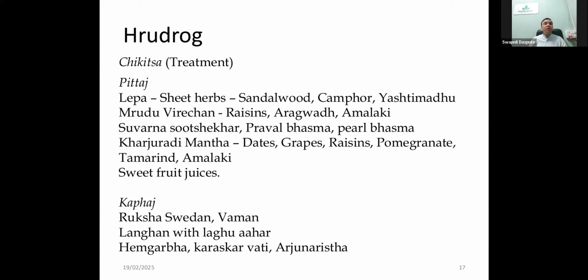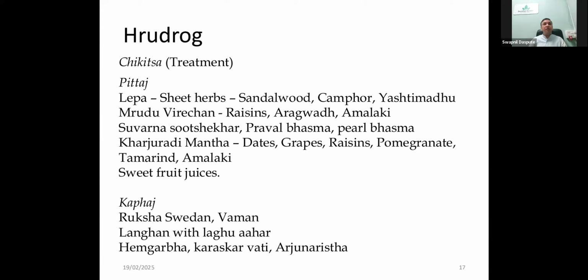Langhana with Laghu Ahara. So here, Langhana, fasting initially without food, and then Laghu Ahara should be done. Hemagarbha is a gold bhasma preparation which can be given in Kaphaja type of Rudroga. Karaskarvati is one preparation which is very good in Kaphaja type of Rudroga. Arjunarishta, again, it is an Arishta.